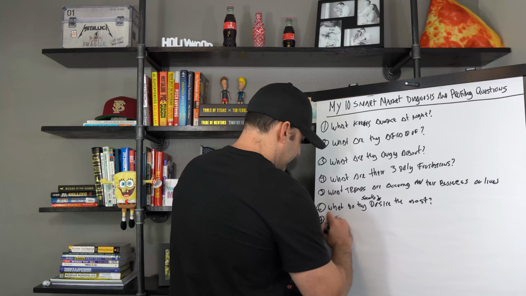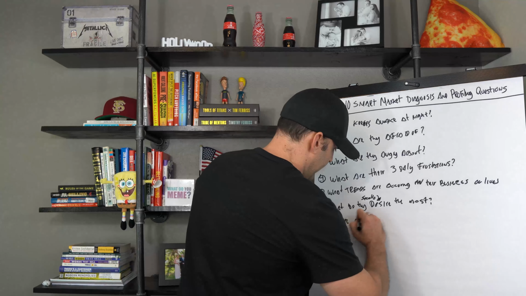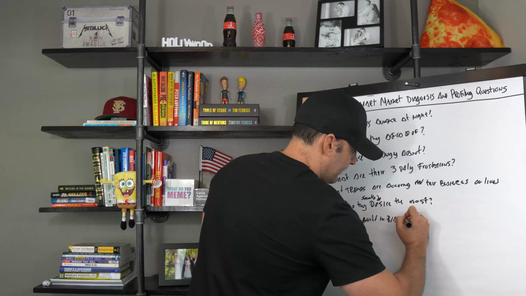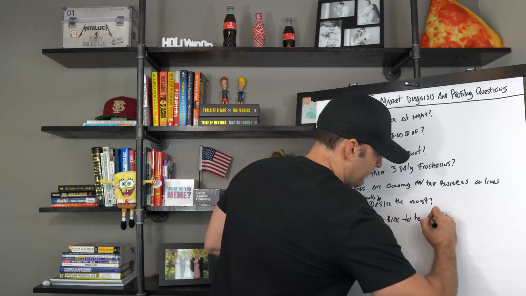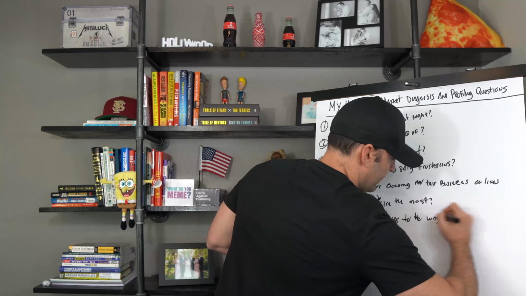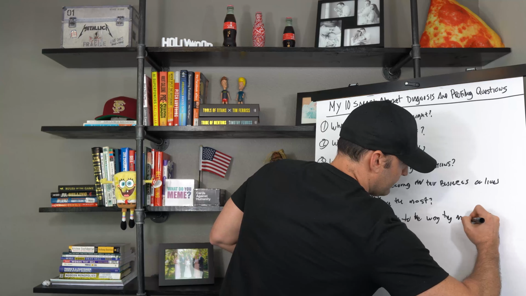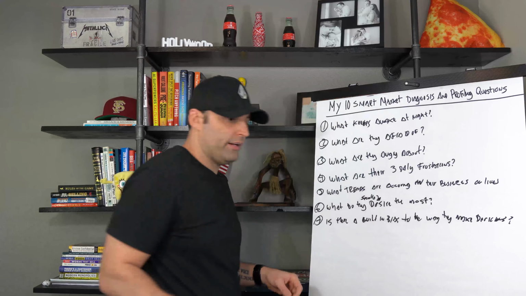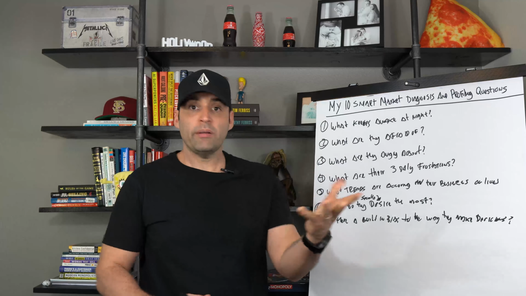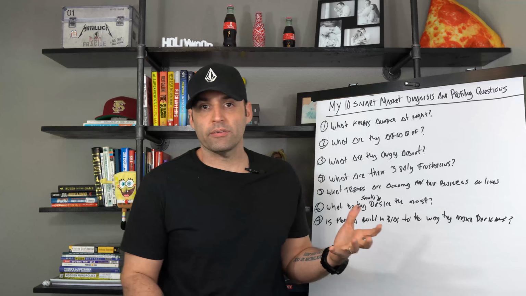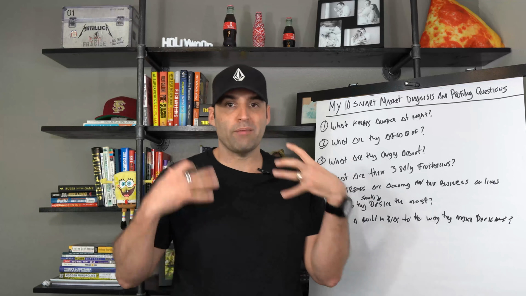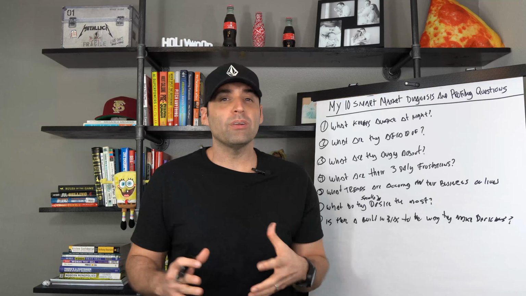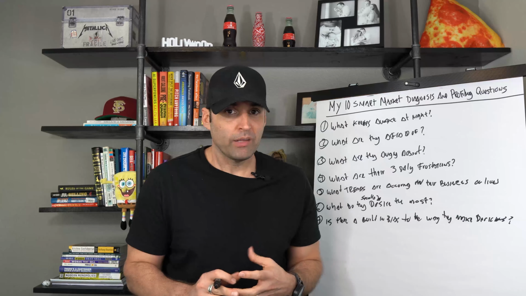Number 7, is there a built-in bias to the way they make decisions? What do I mean by that? Everybody's a little bit different, right? So let me give you an example. A lot of women are impulse buyers depending on the product. They're emotional beings. They don't think logically, they think emotionally. This has been proven by science, so don't go in the comments trying to hate on me. So, they're more likely to impulse purchase something online, right?